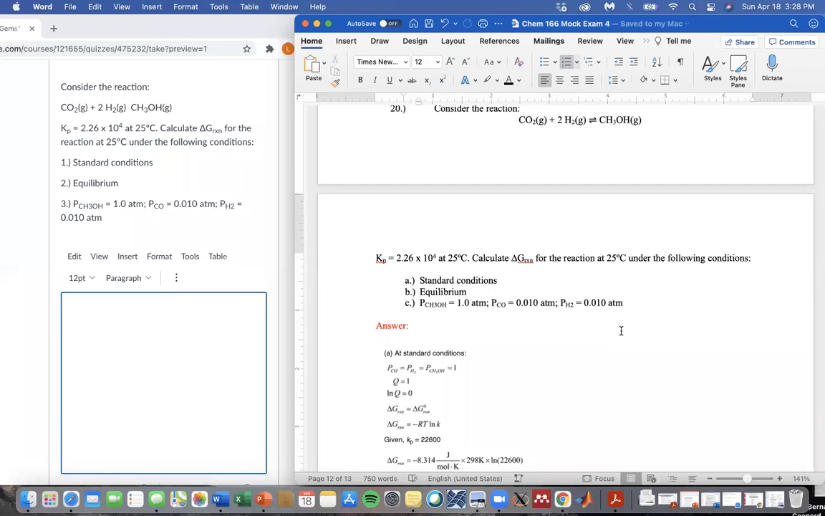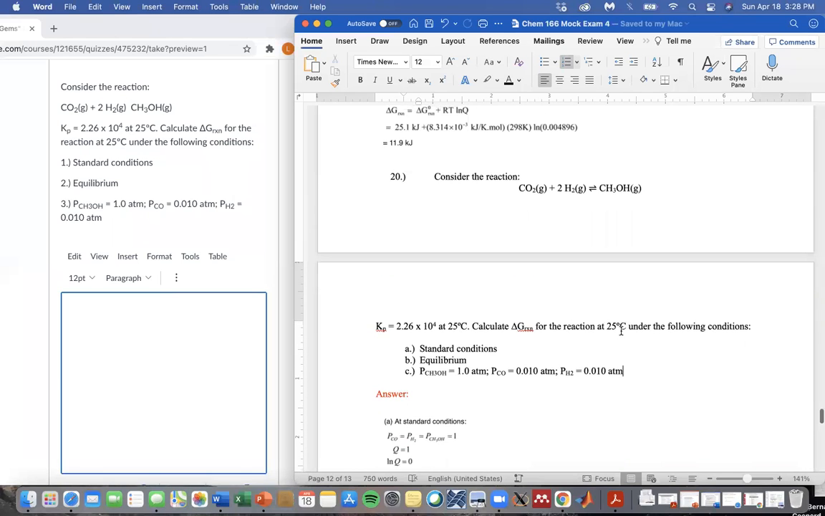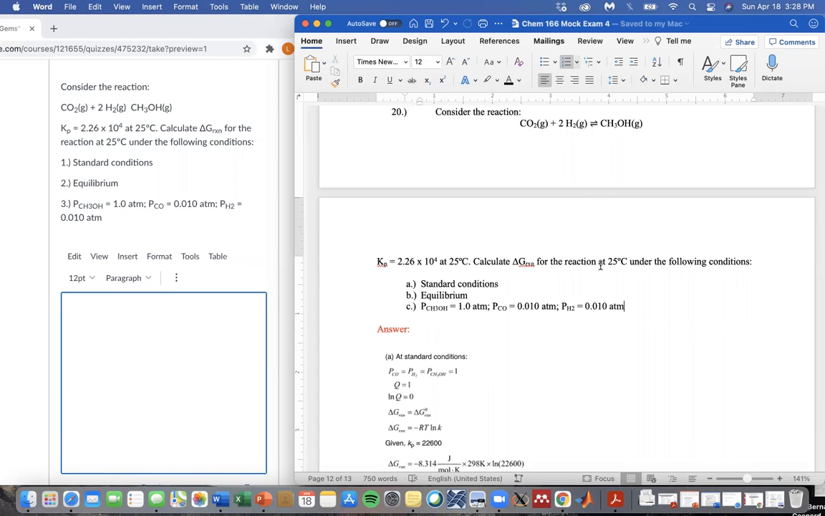So you guys already told me standard conditions mean that each of the pressures is 1. So if we're at standard conditions, what is our Q value, if each of the pressures is 1? Q equals 1 as well? Exactly, yeah. Perfect, because it'd be 1 divided by 1 times 1 squared. So whenever you know you're at standard conditions, your Q is going to equal 1 for KP or for QP.